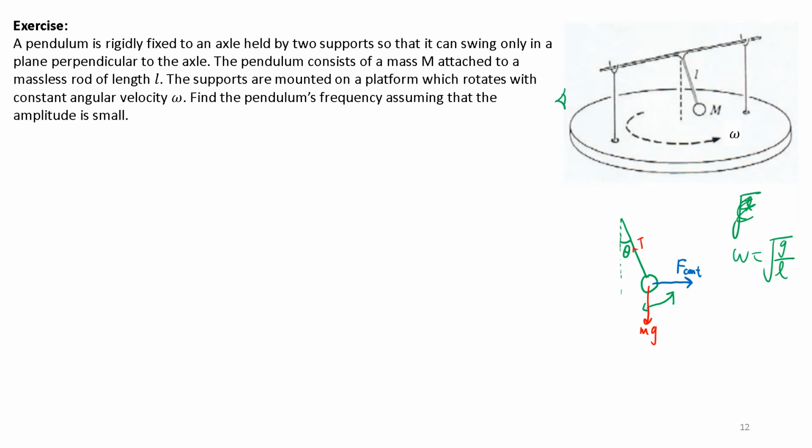The notation may be a bit confusing here because this is omega, and this is also omega. So let me just call this capital Omega, just to avoid the confusion. Small omega is for the frequency of the oscillation. So what about the Coriolis force?